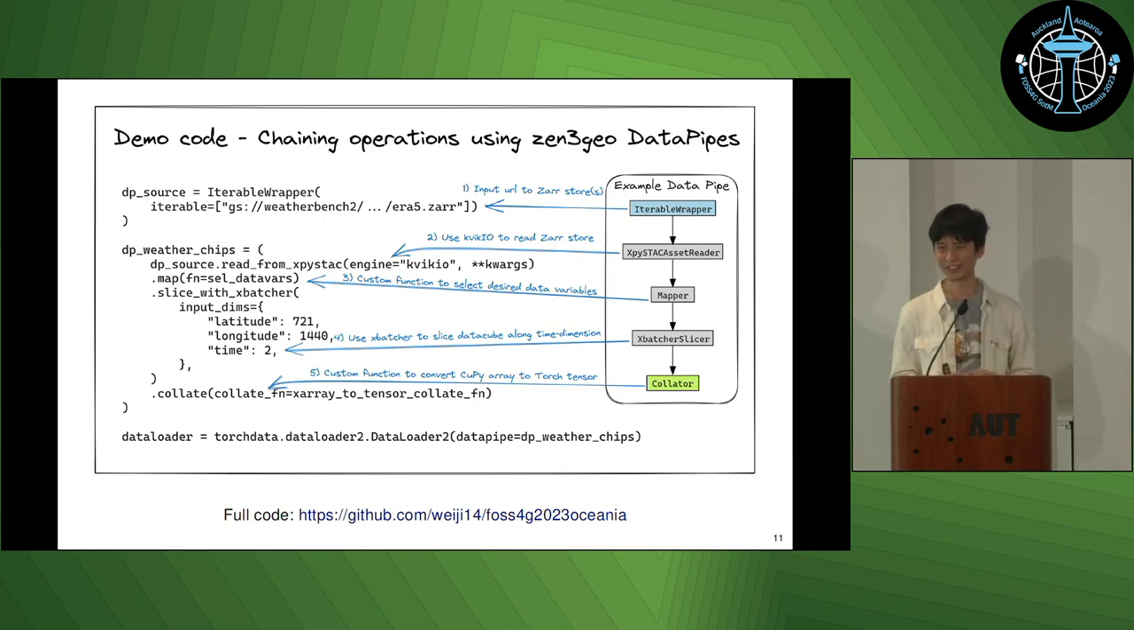So on the top, you would have a pointer to your Zarr file, the ERA5 Zarr file. For step two, you would be able to read it using kvikIO, using this xpystack function. There's a dot map function where you can select specific variables or do whatever pre-processing. You just write your own Python function and put it there. We can slice it with xbatcher using named variables. And then before feeding it into your neural network model, you would have a function to convert the CuPy array to a Torch tensor format. And then that data pipe can then go into a data loader. So I have the code here, if anyone's interested.